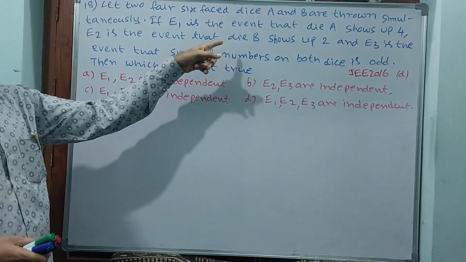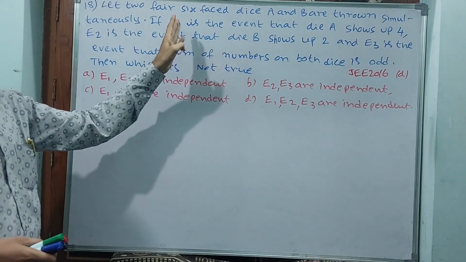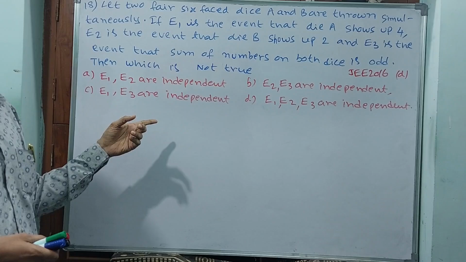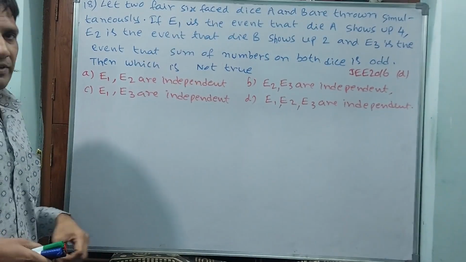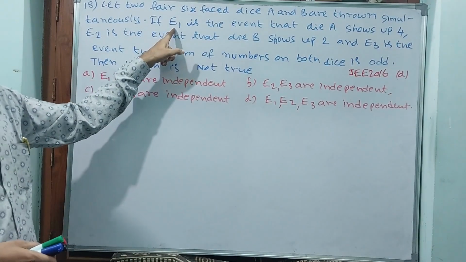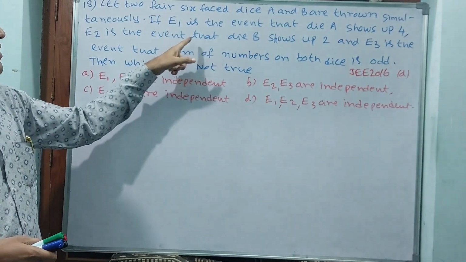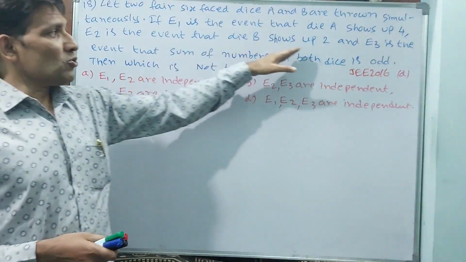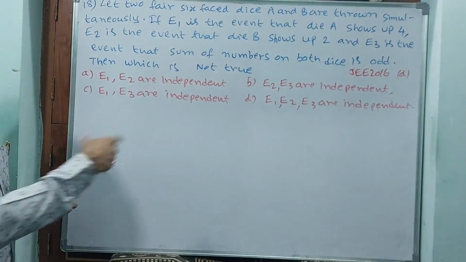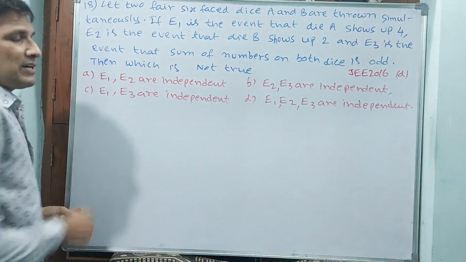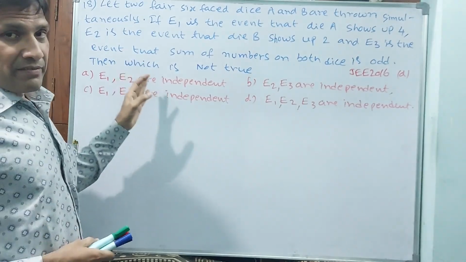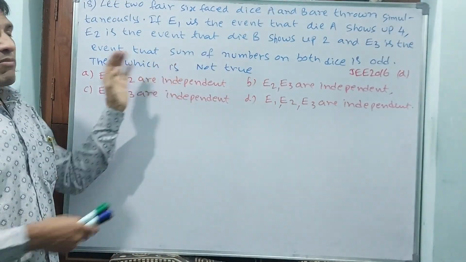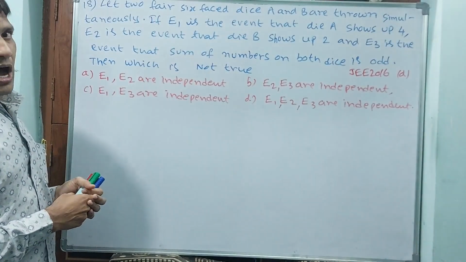E1 is the event that die A shows up 4. Two dice we are throwing. First die, if it shows up 4, that is called event E1. E2 is another event: die B shows up 2. That means second die, if it shows up 2, that is called event E2. And there is a third event, E3. E3 is the event that the sum of the numbers on both dice is odd.